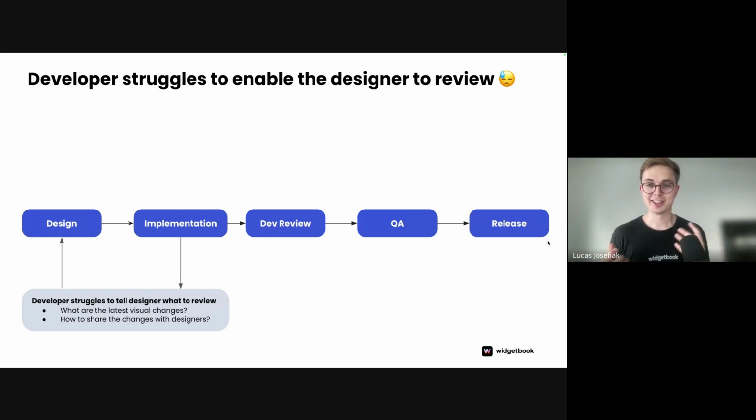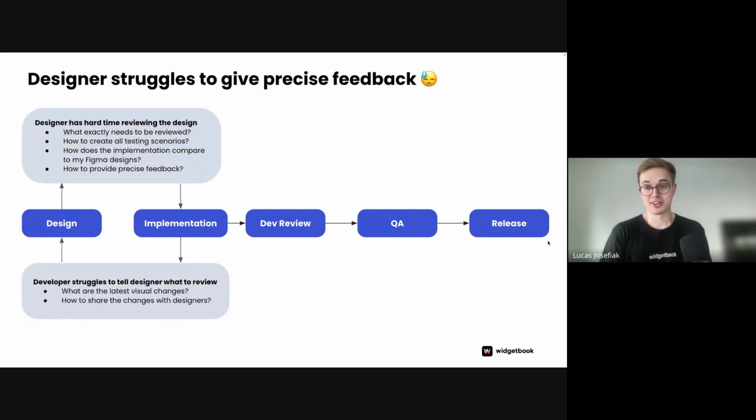But the question is then, if something is wrong now, how does the designer properly communicate feedback? So maybe they draw a circle somewhere and then write a comment to it. So not so easy. And that's why designers also have a hard time reviewing the design, because in this scenario where we run golden tests, they might know what they need to review, but how do they now create all those different test scenarios, and how do they compare their Flutter implementation to the Figma design? And in the end, how do they provide precise feedback?